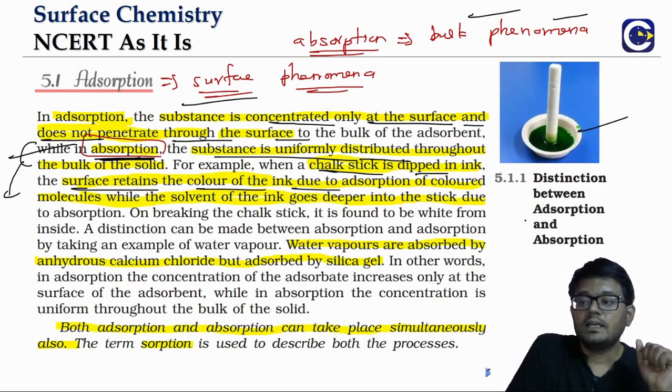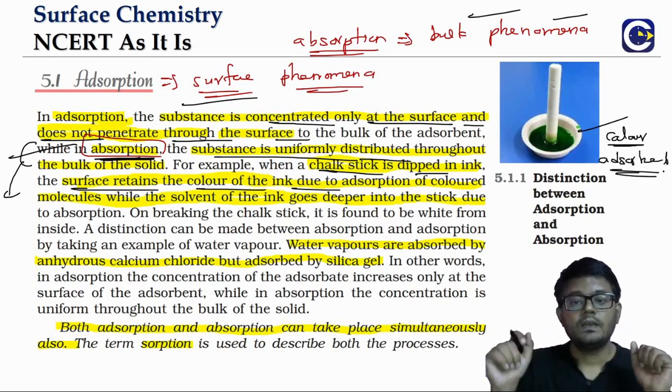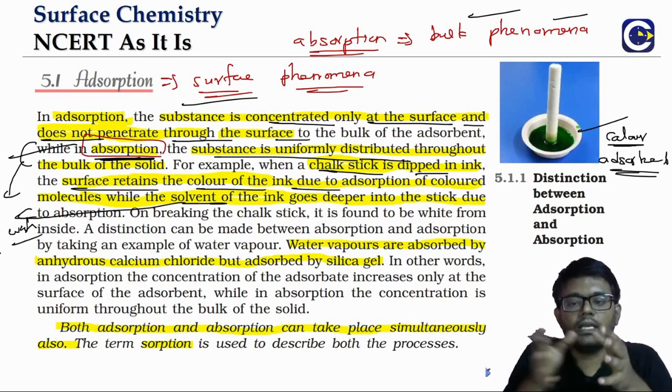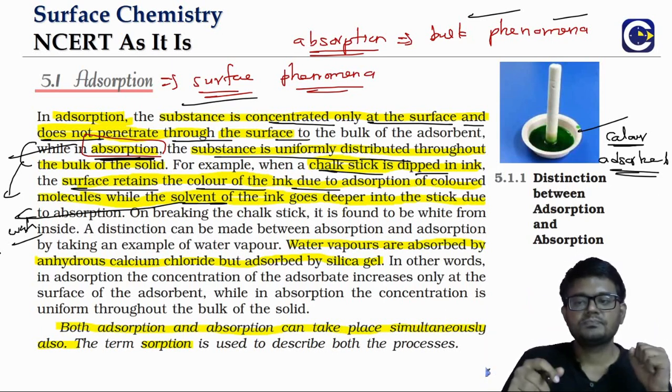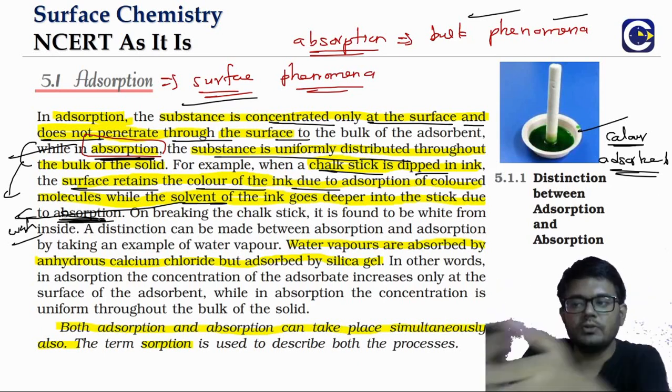Means the color part is adsorbed. It is on the surface. Whereas the solvent, it will be usually what? Water. The solvent will be getting into the bulk of the chalk. So the solvent is getting what? It is getting absorbed. It is going into the chalk.